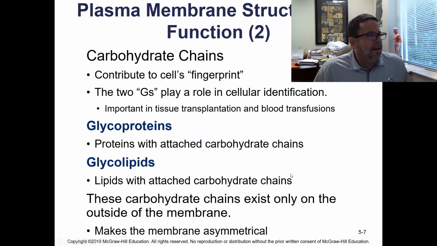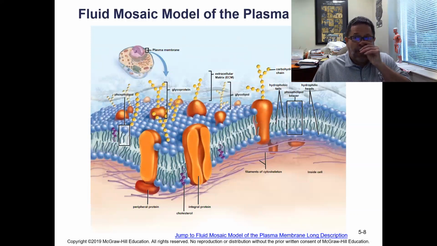Okay. And we'll look at some of these different things they can do, including some sugar stuck on the outside that are your cell markers, your fingerprints of the cell. That tells you, that is your cell only. Okay, and then there are glycoproteins and glycolipids. So here's a more realistic look at it.